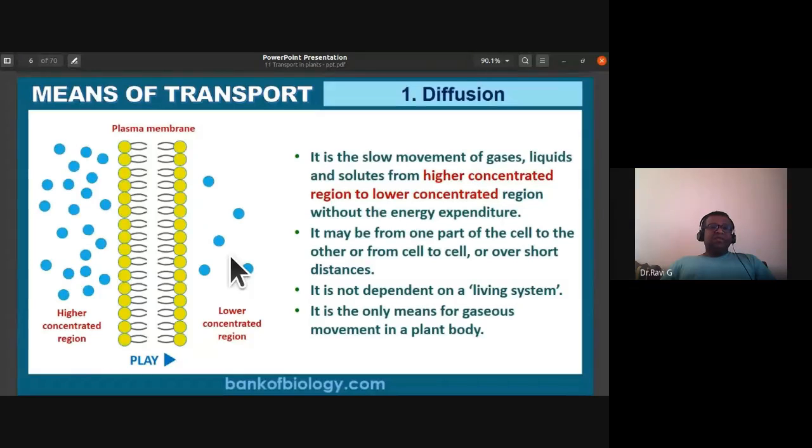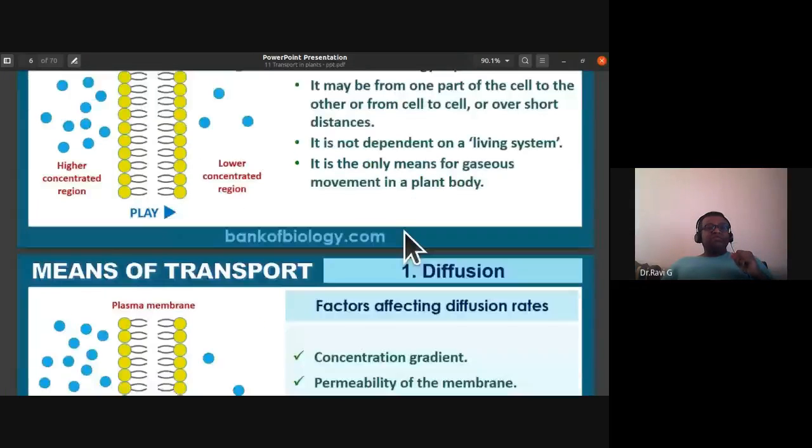So let us understand this diffusion process. Even though we have a very unique respiratory system, ultimately the exchange of respiratory gases is through diffusion. Diffusion is not dependent on a living system. It can also take place in a non-living component. Diffusion is the only means for gaseous movement in a plant body.